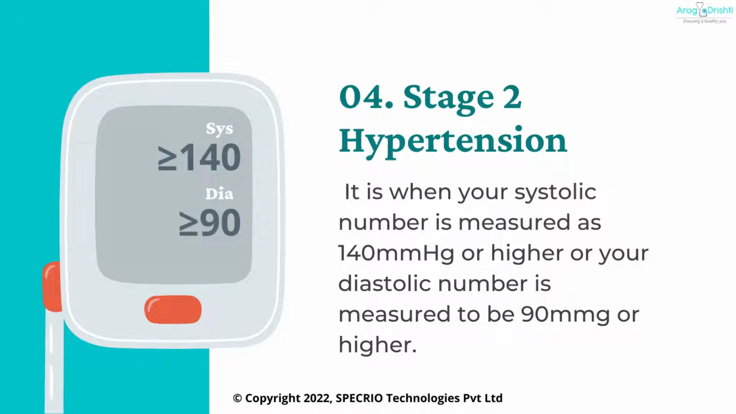Fourth, stage 2 hypertension. It is more severe hypertension. It is when your systolic number is measured as 140 millimeters of mercury or higher, or your diastolic number is measured to be 90 millimeters of mercury or higher.